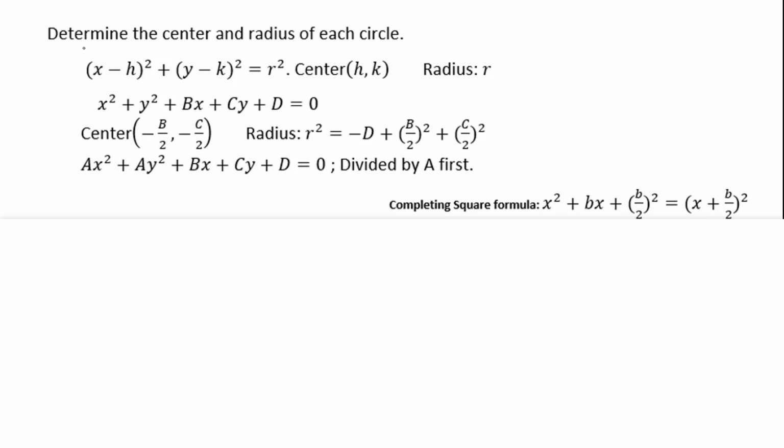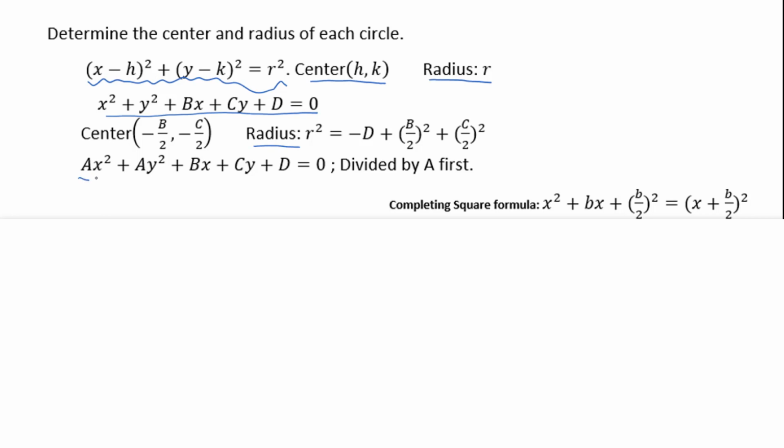This video is about finding the center and radius of a circle. We know this is the standard form of a circle. From this standard form of a circle equation, we know the center is (h, k) and the radius is r. This is the general form of a circle. For this general form, the center will be (negative b over 2, negative c over 2). The radius will be r squared equals negative d plus (b over 2) squared plus (c over 2) squared.